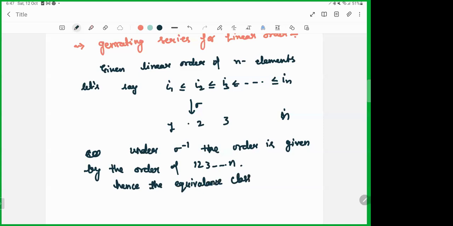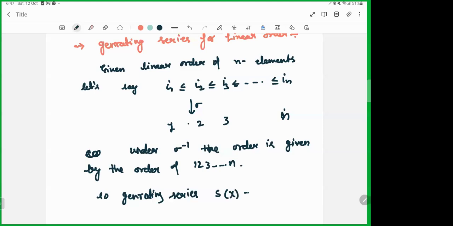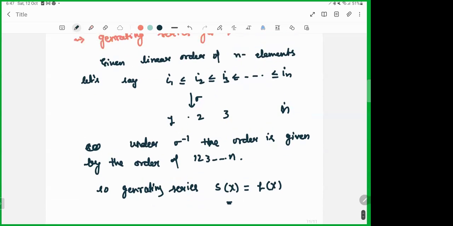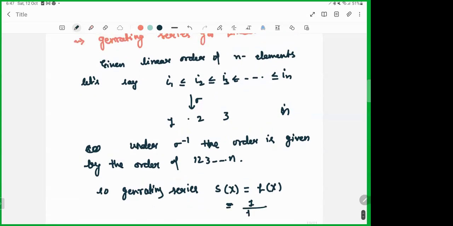class has only a single element. Sorry, what I'm saying, I am not doing for the equivalence class. I am doing for this thing. So this is the same thing. So that means the generating series S(x) is equal to L(x), which is what we have computed already, 1 minus x.